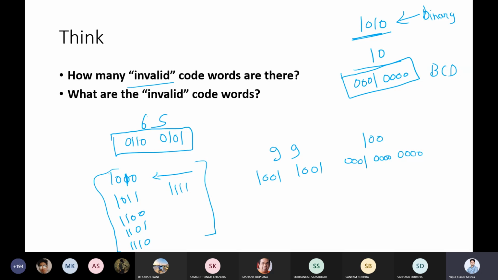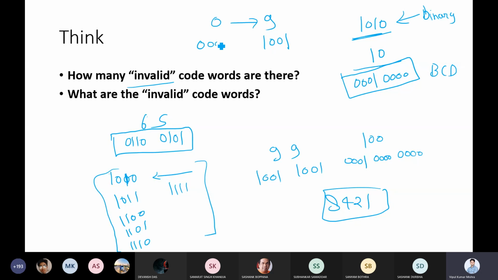So BCD is always represented in 4 bits. Yes, always in 8421. This is the coding. 8421 coding means it is always represented in 4 bits, because in the case of decimal, you have 0 to 9. In order to represent 0 to 9, you require 4 bits. So the maximum is 1001, and the minimum is 0000. That's why BCD is always represented in 4 bits. Getting?